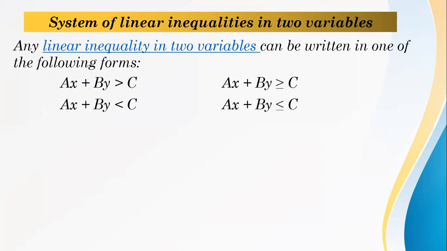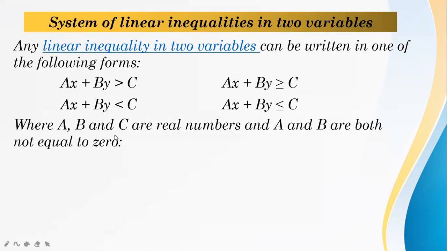So these are the following forms: ax plus by greater than c, ax plus by less than c, ax plus by greater than or equal to c, and ax plus by less than or equal to c, where a, b, and c are real numbers and a and b are both not equal to 0. So we are talking about linear inequality in two variables. So these are the given forms.